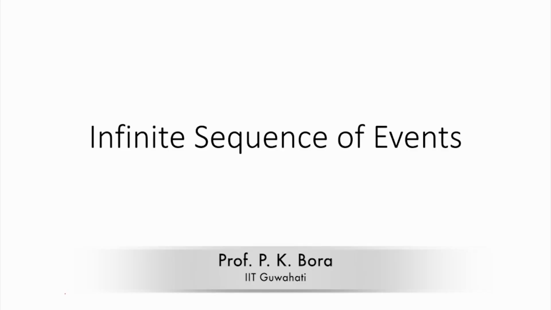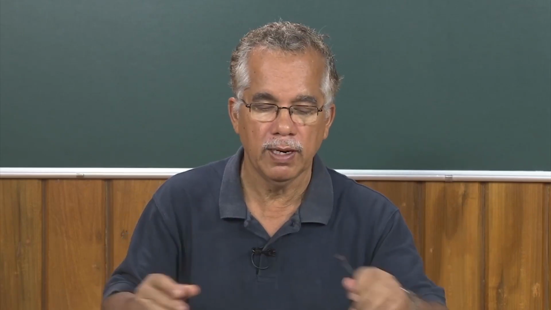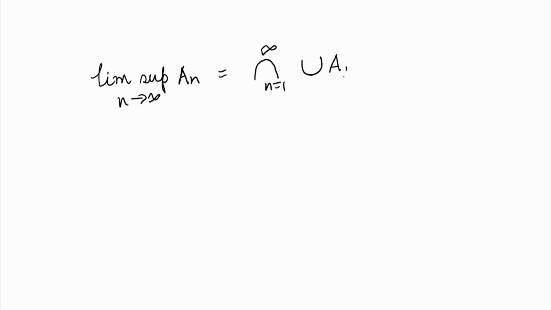infinite sequence of events. We talked about two limits, lim sup A_n, that is equal to the intersection over n equal to 1 to infinity of the union over j equal to n to infinity.